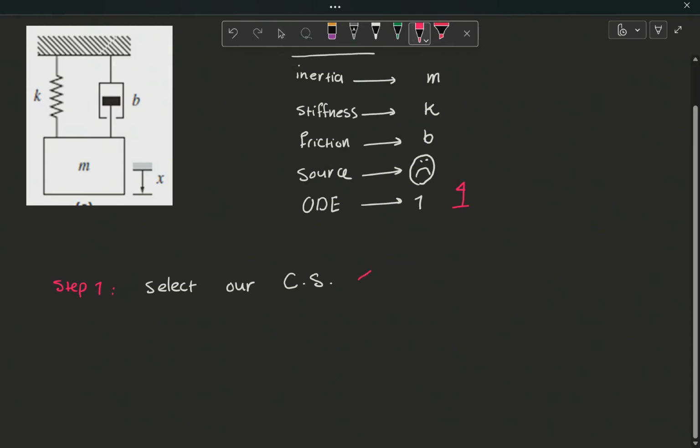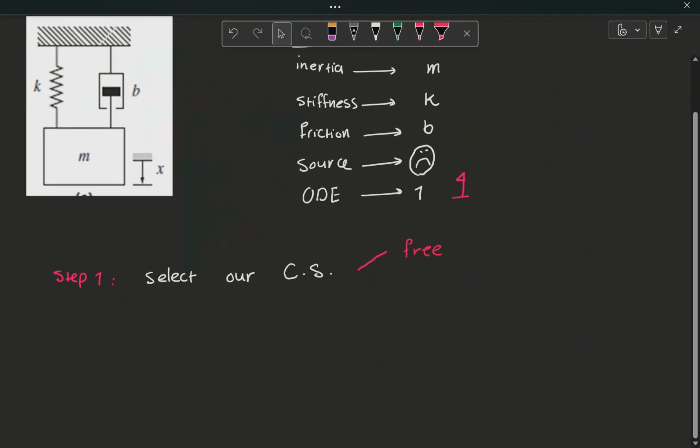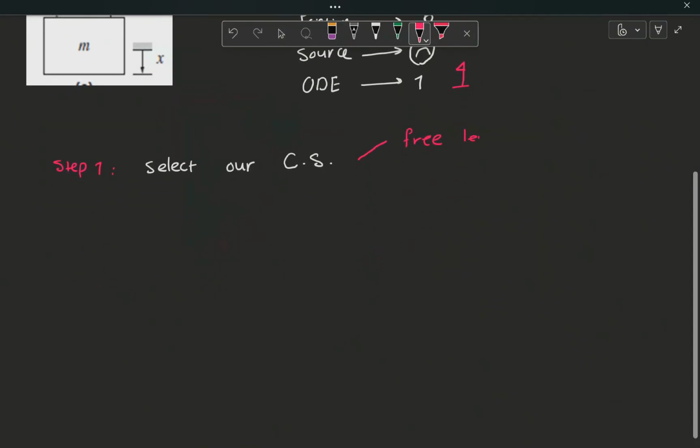In this problem, let's select the origin of the coordinate system as the free length of the spring. What is the free length of the spring? Basically, it's the length of the spring when the spring is undeflected. And also, for the positive direction, I'm going to work with the same downward positive direction that's given to me. Okay? Nice.